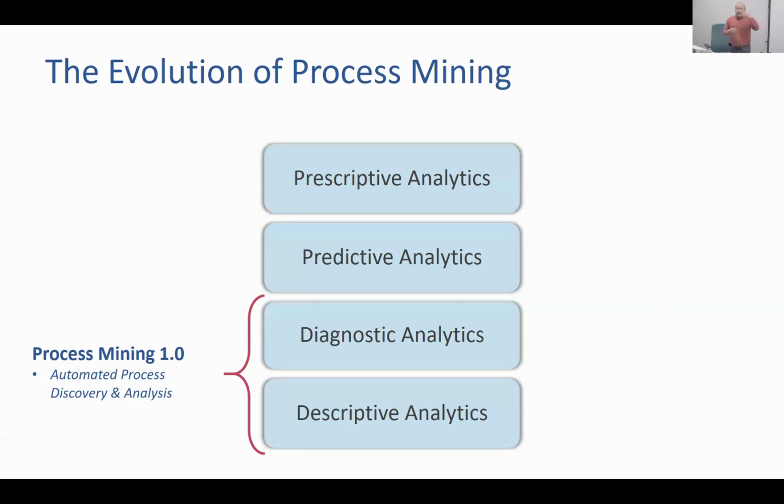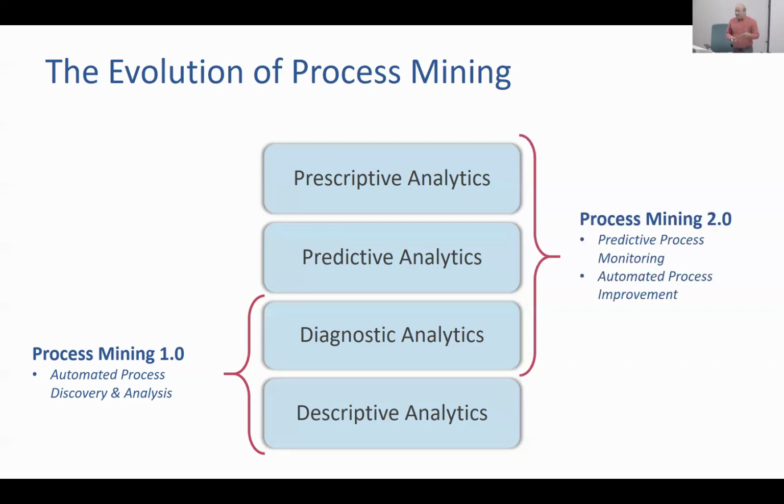The next layer in the Gartner classification of analytics techniques is predictive analytics. So any type of technique that is not trying to answer what has happened or why something has happened, but is trying to predict what is going to happen. So it looks into the future. Predictive process monitoring, which is one of the techniques we saw in some of the last lessons, is a predictive analytics technique.